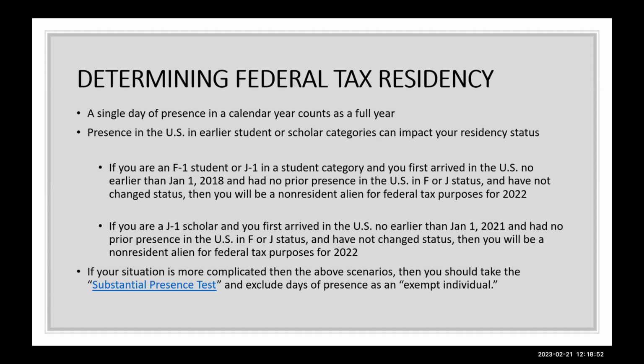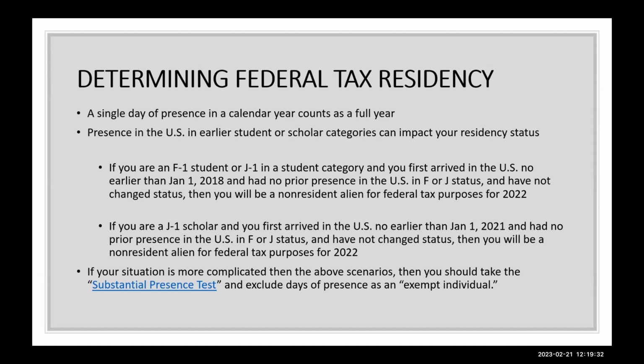Now let's look at a scholar situation. So if you're a J1 scholar and you first arrived in the US no earlier than January 1st, 2021, and you had no prior presence in the US in F or J status and have not changed status, then you will be a non-resident alien for federal tax purposes for 2022. Again, by counting on your fingers, you were here at some point, say March 1st, 2021, you arrived. So that's 1 year, 2021, and 2022 is the second year. And you can exclude all days of presence for 2022.